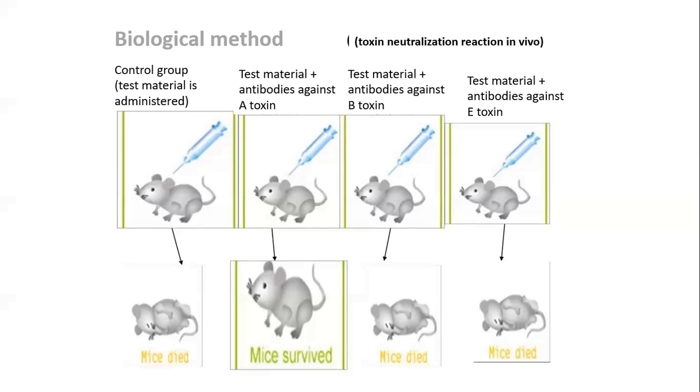Animals are observed for 4 days. If there is a toxin in the material, all animals die within 4-5 hours, except for the mouse that was injected with a mixture of toxin and homologous antitoxic serum.